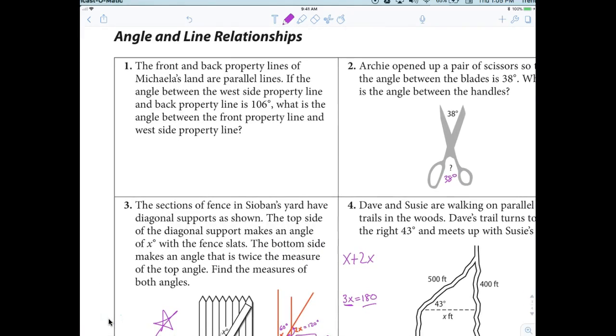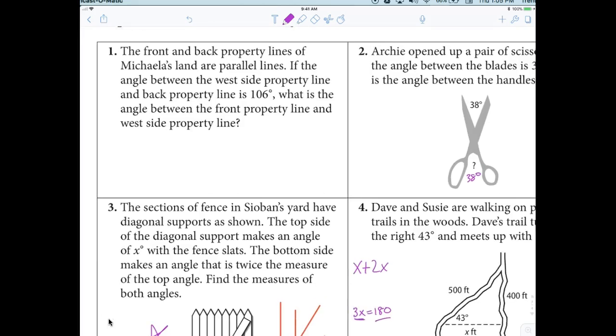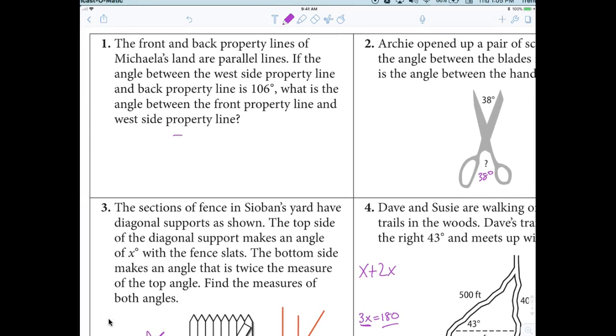Now, the front and back property lines of Michael's land are parallel. If the angle between the west side property and the back property is 106 degrees, what is the angle between the front property and the west? All right, so let's try to draw this out. So if I'm drawing it out, we can label that the front, and then this guy back here would be the back. Is everybody okay with that?